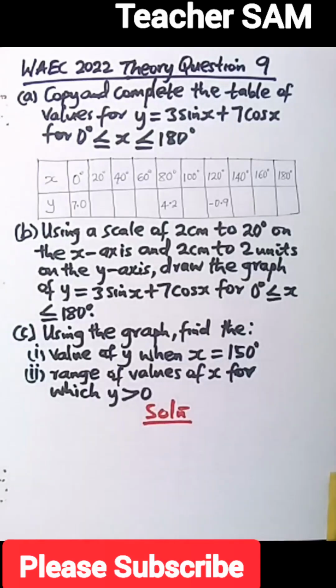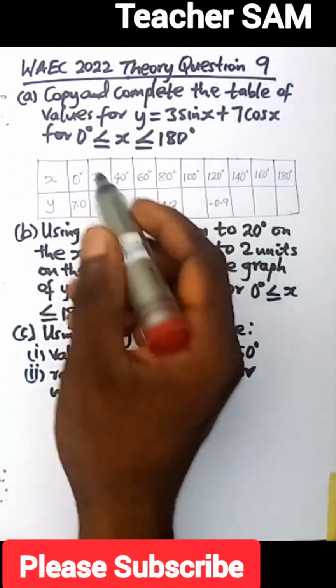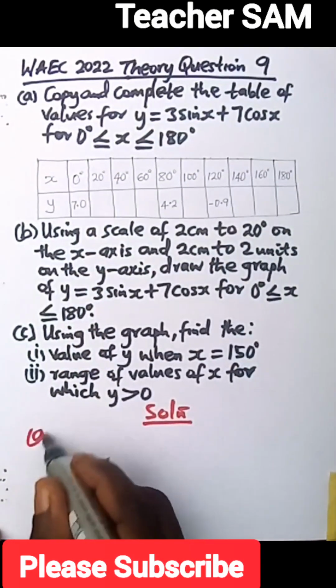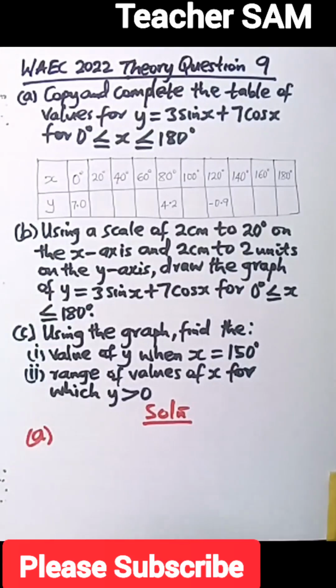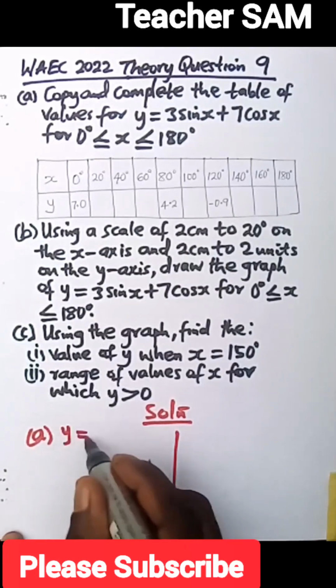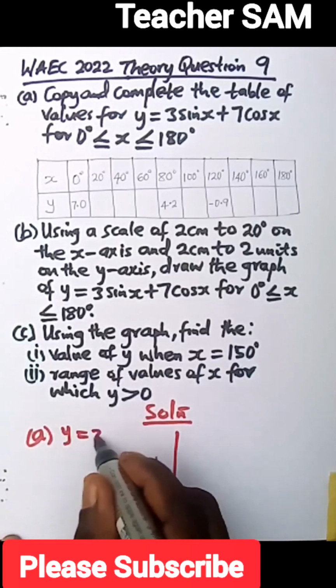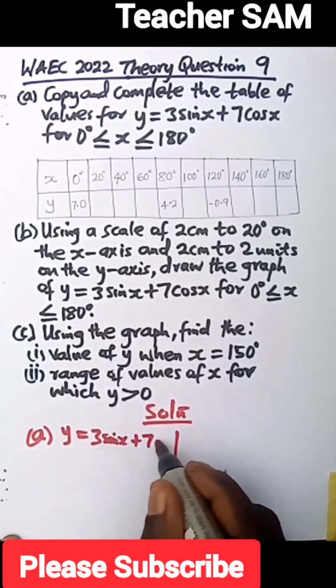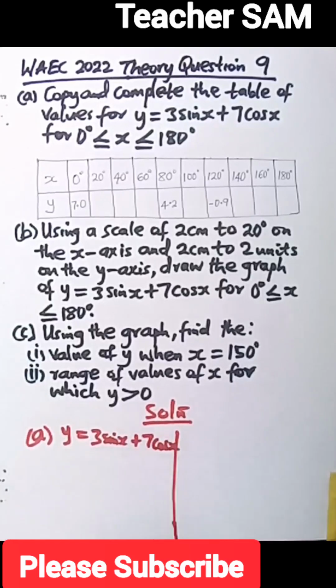Now, first, we were asked to complete this table, to fill up this table using the equation provided. So I'm solving A now. I'm going to divide this into 2; that will be easier. First, we are given that y equals 3 sine x plus 7 cos x.